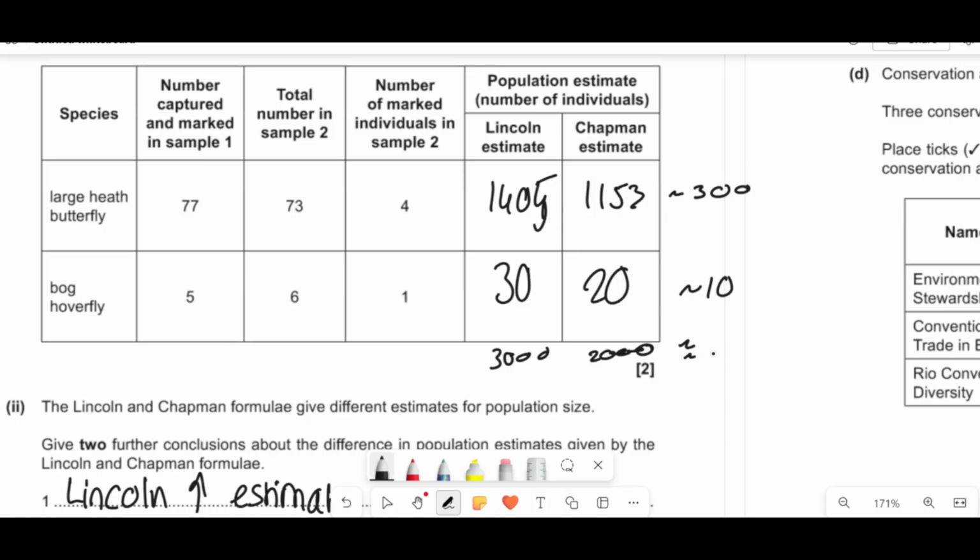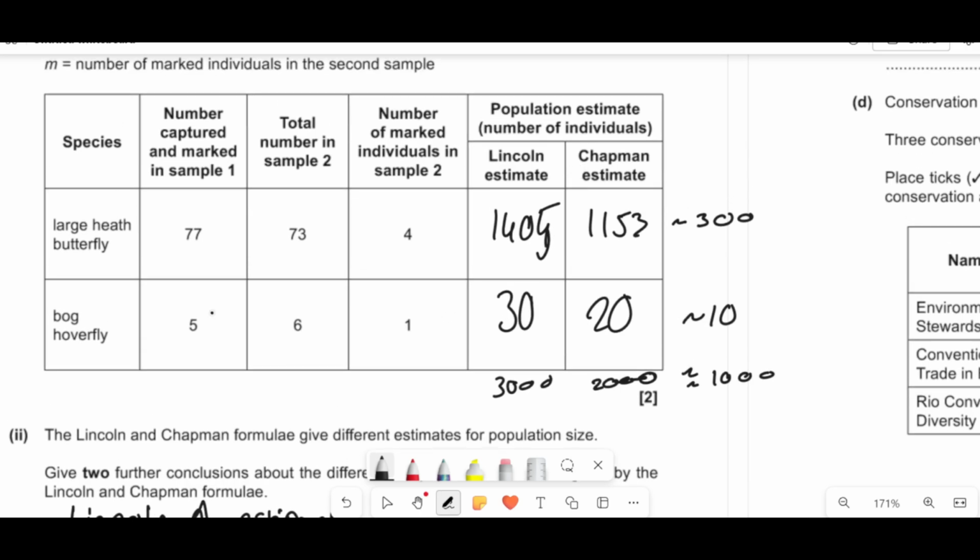That estimate should, in theory, be 1,000. Can you see how that difference is much fatter versus here? So it seems like having a smaller number has a proportionally larger difference in the population. Also, you can kind of see it here, 1 being remarked and slapping that into the formula, 5 and 6 versus 4 out of 77 and 73.